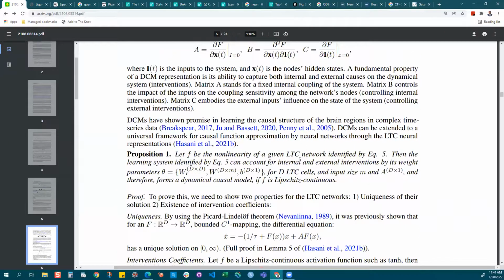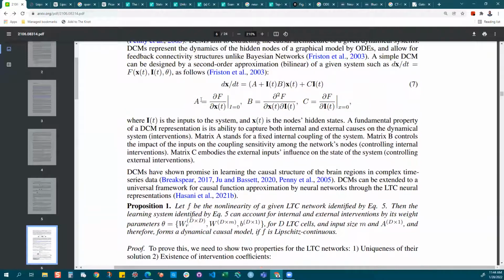Then they talk about what the role of each of these matrices is. They talk about matrix A having all the fixed internal coupling of the system, because we're not taking the derivative with respect to this function I of t. This is going to be only internal, and we're setting I equal to 0. So this is going to be all internal for the system.